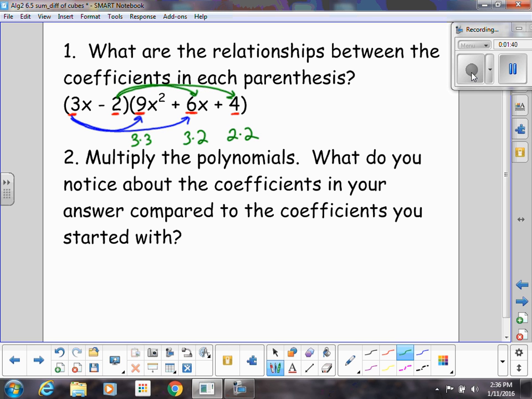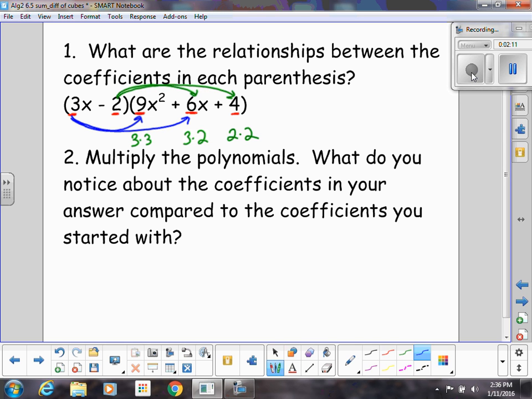So, what, if anything, does that signify? If I take 3 and I multiply it by itself, I can get that first coefficient. And if I multiply the 3 and the 2 together, that gives me the middle one. And then if I multiply 2 by itself, that gives me the last number. So that's kind of cool. All right, so let's actually do step 2. We're going to multiply the polynomials, and let's look at what we get with our coefficients in our answer.